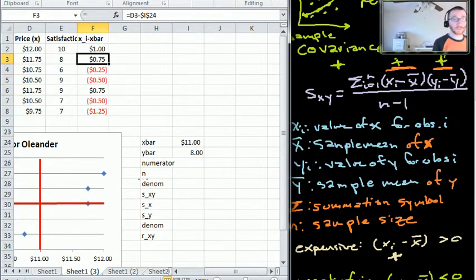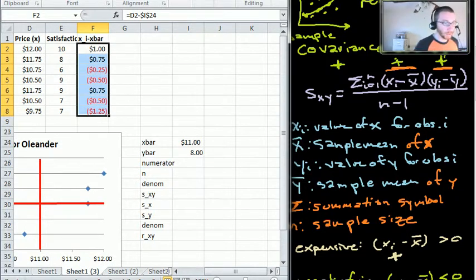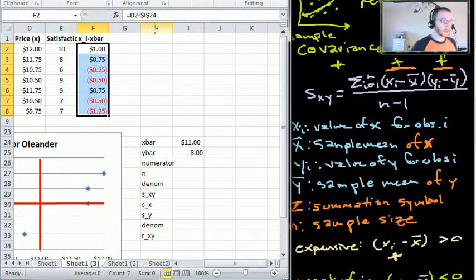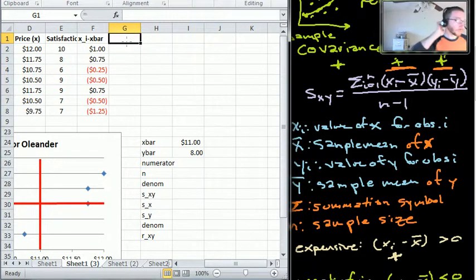Now, I don't want to add these up yet. The summation symbol over there, I don't want to add these up yet because if I do add them up, I'll just get 0. That's what that says right there. The sum is 0. So I don't want to do that. What I do want to do is find the y deviation. So yi minus y bar.